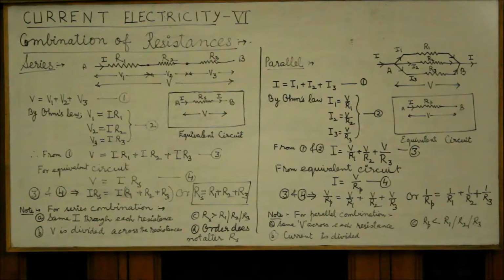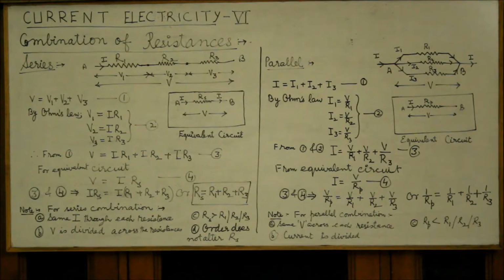Now, coming to parallel combination, in order to get the effective resistance of this combination, let us again consider three resistances R1, R2, R3 joined in parallel between points A and B. Suppose a potential difference V across the combination gives us a total current I. At A, the current will be divided into different branches: I1 through R1, I2 through R2 and I3 through R3. You can write this equation I equals I1 plus I2 plus I3. Now applying Ohm's law to resistance R1, you get I1 equals V over R1, I2 equals V over R2, I3 equals V over R3. So from 1 and 2, I equals V over R1 plus V over R2 plus V over R3.